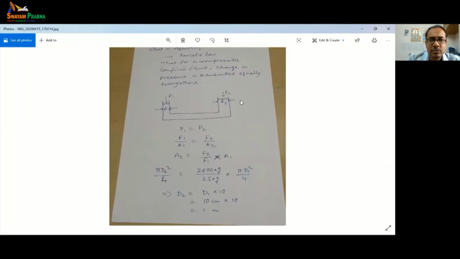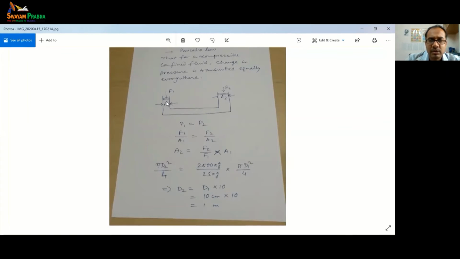So here, if we do the schematic of this hydraulic lift in terms of force and area, we can see Pascal's law tells us that at point 1 on your left hand side and point 2 on your right hand side, both the places will have the same pressure, P1 and P2. That means the force divided by area will be the same. F1 by A1 will be equal to F2 by A2. So that gives us that A2 will be F2 by F1 multiplied by A1.